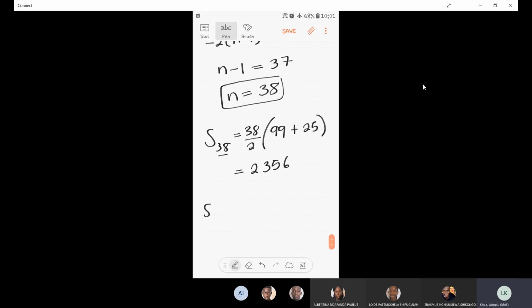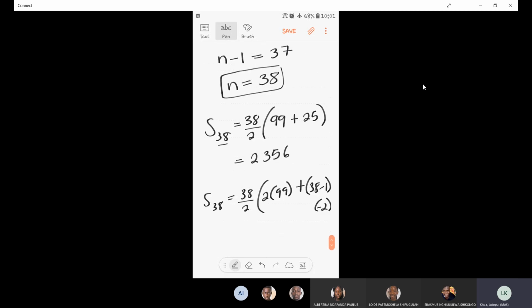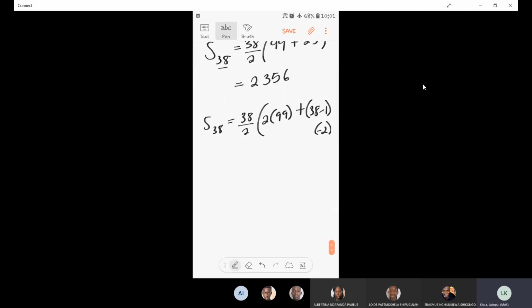Then you can try it with the other formula, S38. This is 38 over 2 times 2 times 99 plus n minus 1, which is 38 minus 1, multiplied by your constant difference, which is minus 2. And then work that out on your calculator. If you've typed it out correctly, you should still get 2,356. So in either case, your answer is exactly the same. So it doesn't matter which formula you use.